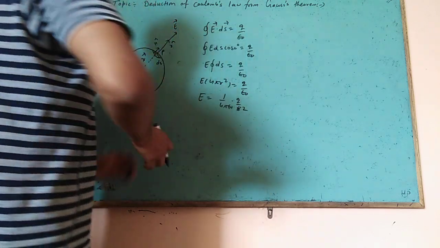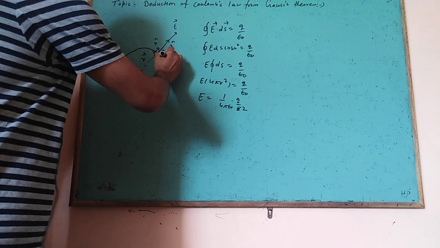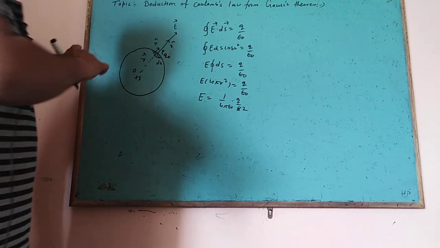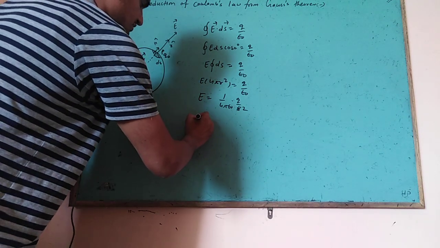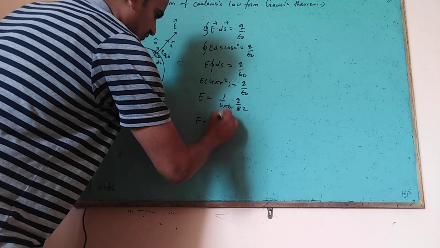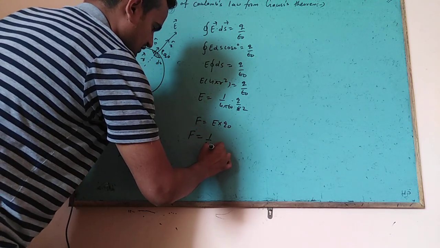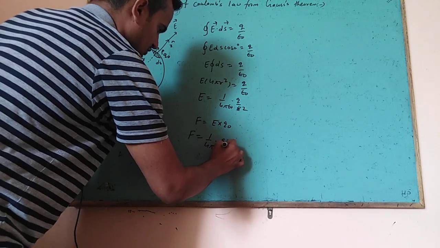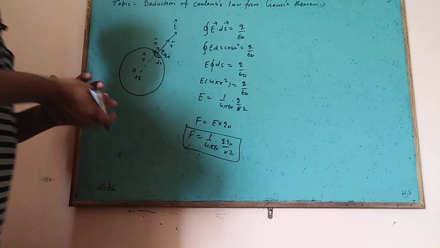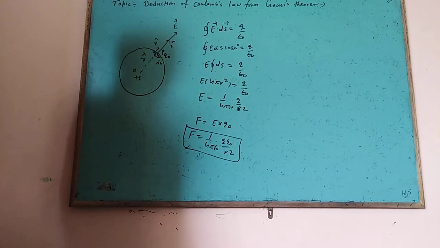And now take another charge, q naught, placed at the point P. You will find the force. You know that the force at the point P is F equal to E into q naught. Put the value of E: F equals 1 upon 4 pi epsilon naught, q into q naught upon r square. This is the deduction of Coulomb's law from the Gauss theorem.